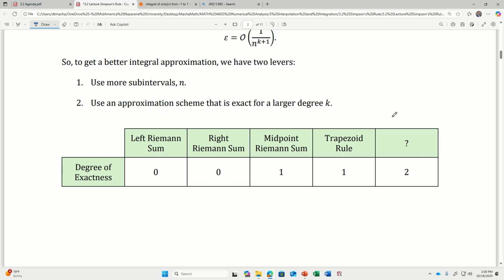And then our question for today is, what do we do if I want a larger degree of exactness? What could I possibly do to bump that up to get a degree of exactness 2? How do I come up with a numerical integration method that would be exact for polynomials of degree 2?